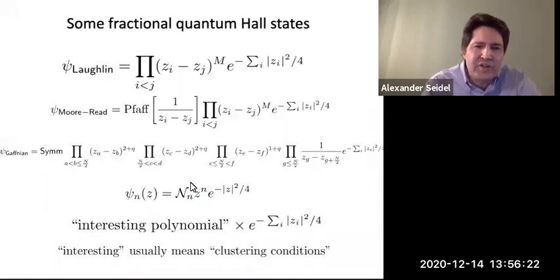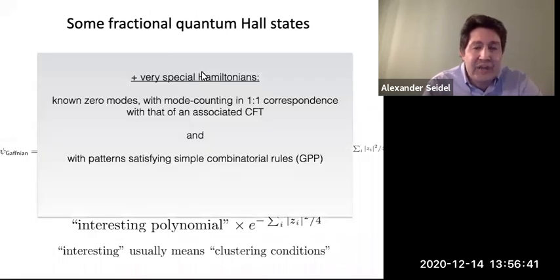This is a very partial list. I just put on this slide whatever I could fit of interesting quantum Hall trial wave functions that conform to this paradigm. These examples are all of conformal block type. There is a parent Hamiltonian such that there are lots of zero modes. Their counting at given angular momentum is in one-to-one correspondence with the counting in an associated edge conformal field theory.